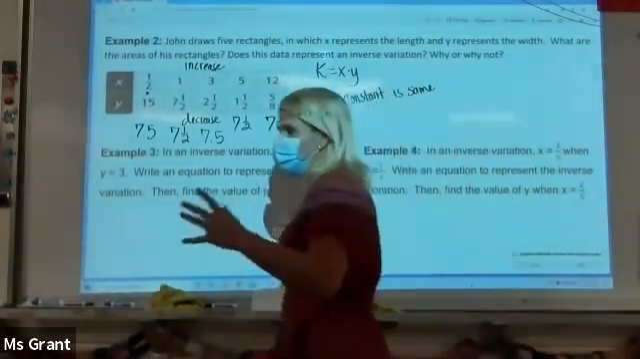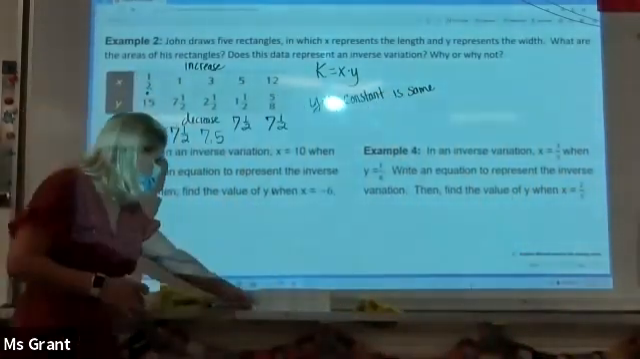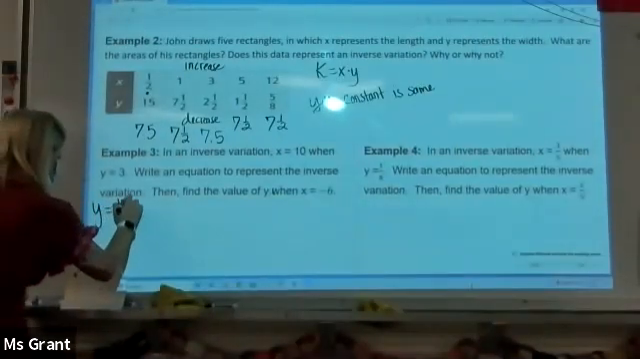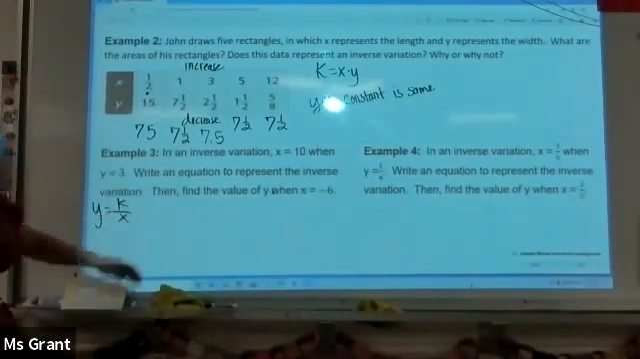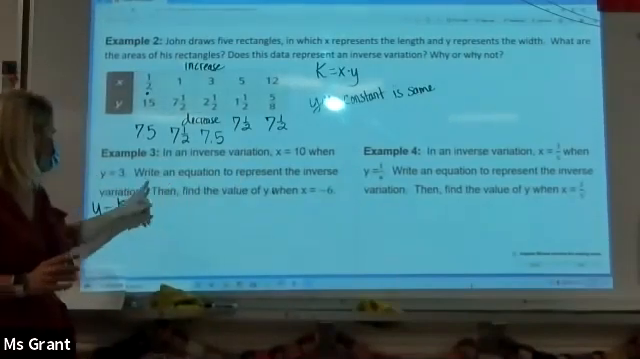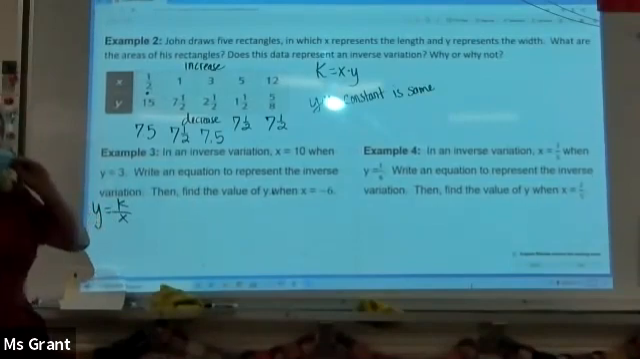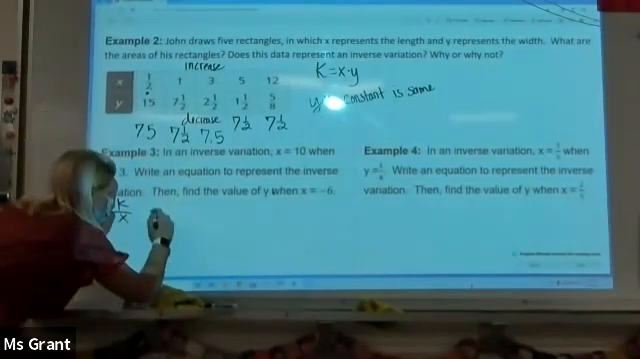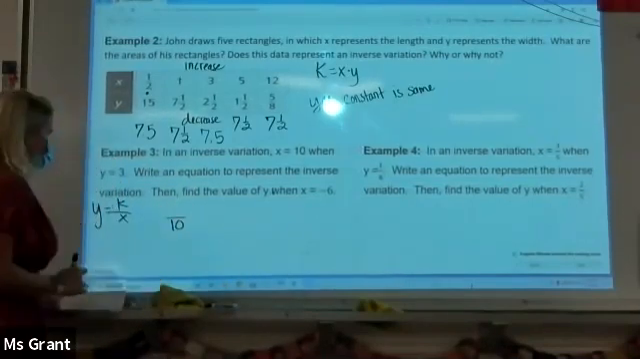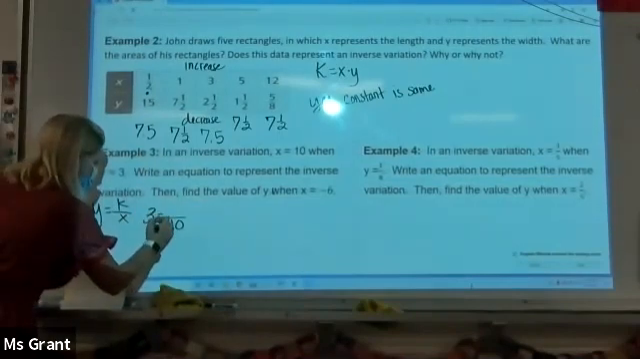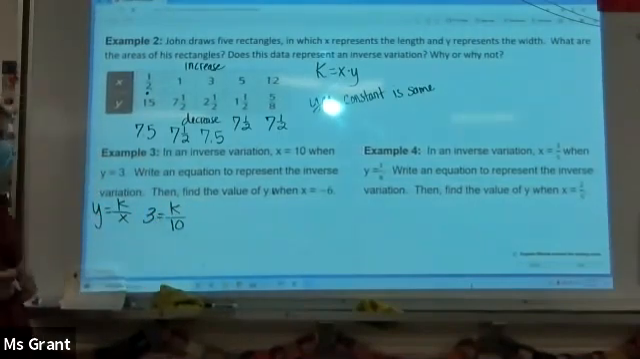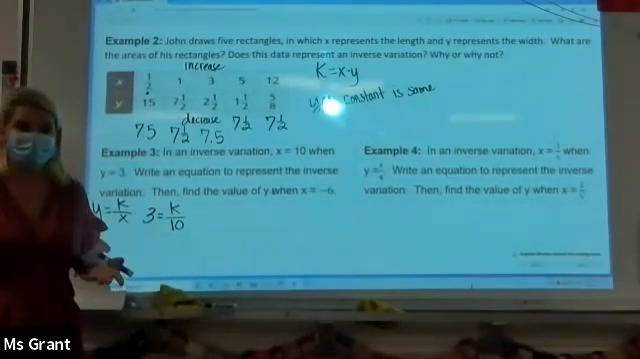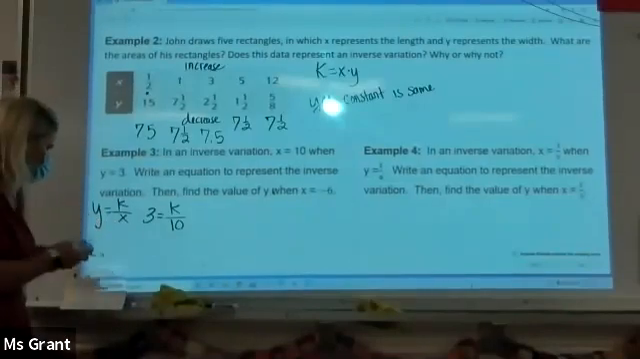So here we go with these next 2 problems. We're going to put this into use, all right? I want you to remember the following. Y equals K over X. In an inverse variation, X equals 10 when Y equals 3. So I'm going to actually plug in. Instead of X, I'm going to put a 10. Instead of Y, I'm going to put a 3. And the K is that. So I'm replacing the values with what I was given. I'm going to solve for K.